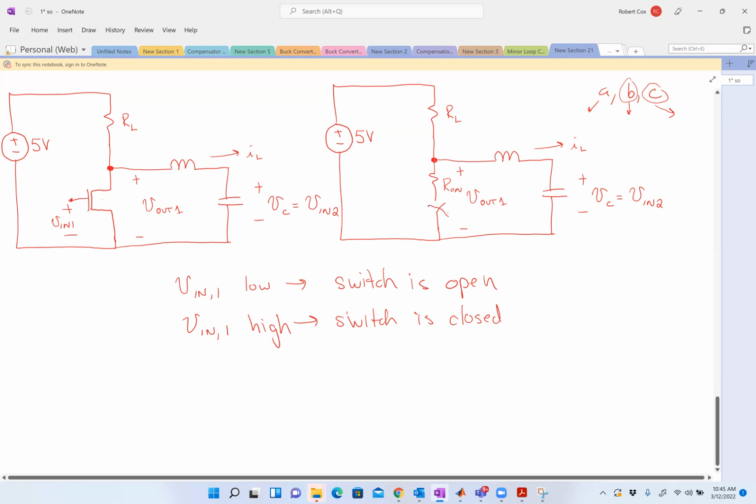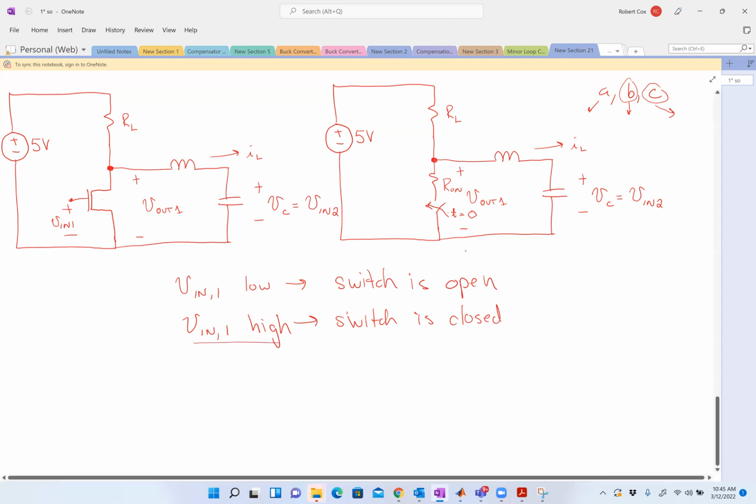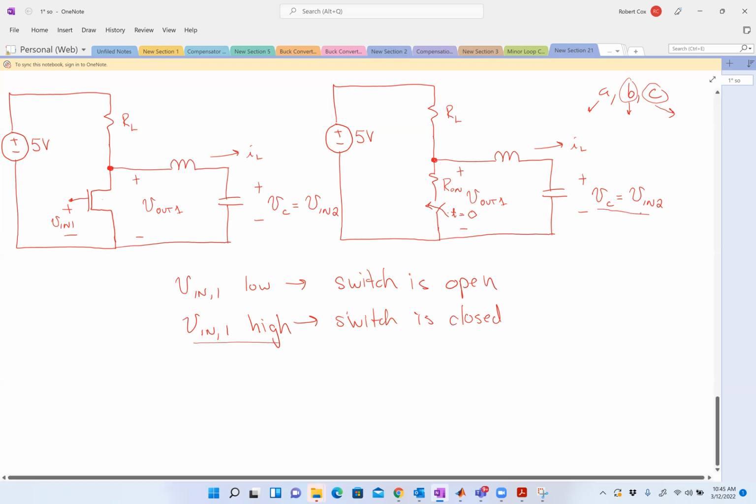So in parts B and C, this is the way to think of it. At time t equal to 0, this switch right here is closing. I'm saying VN1 has been low for a long time, meaning the switch was open for a long time. And at time t equal to 0, I am bringing VN1 high, which is closing the switch in the circuit on the left. So you have to write a differential equation to solve for the capacitor voltage in the situation where this switch was open for a long time and is now closed.